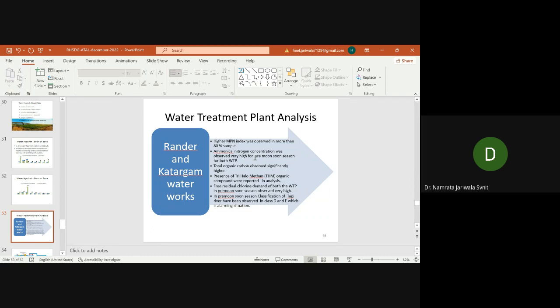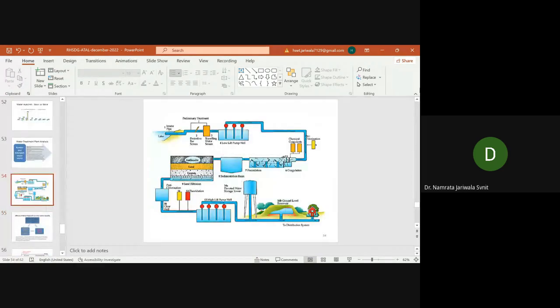So when we did the analysis of the Randeer and the Katargam water treatment plants, we collected samples, and in them we found the TOC, total organic carbon, and DOC, dissolved organic carbon, very high, because the ammonical nitrogen and the nitrogenous organic matter increase the TOC and the DOC values of the sample. Now you know this is our conventional water treatment plant; everywhere in India, or everywhere in the world, we are utilizing this technology.